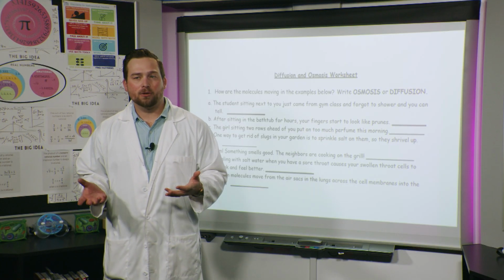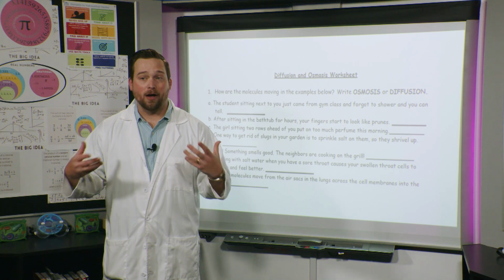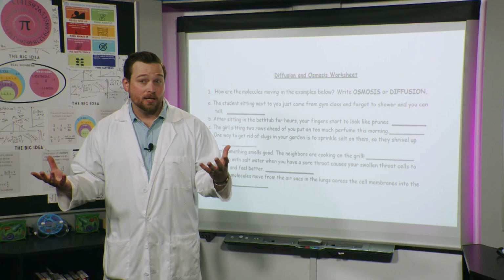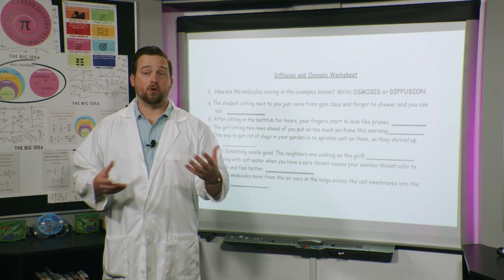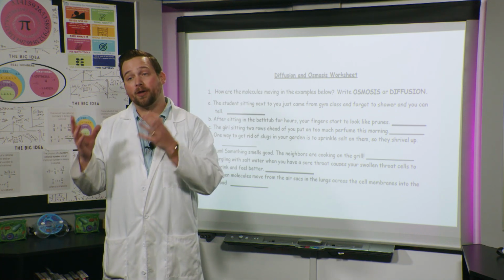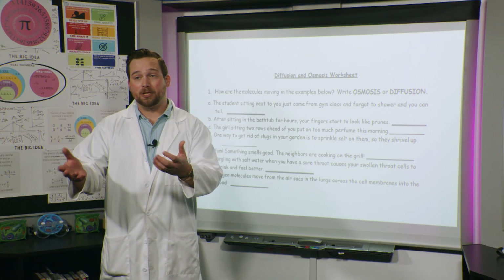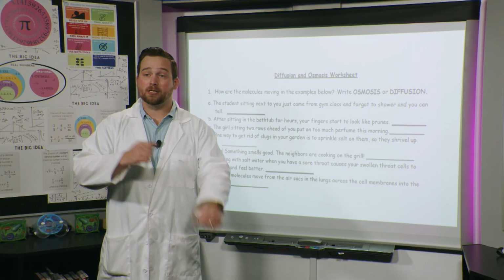Just a little hint here, remember what I told you about osmosis. What is moving in osmosis? It's water. So if we ever see water moving around, we're going to go with osmosis. Anything else will probably be diffusion. So let's go ahead and hop into it and see what everybody got.